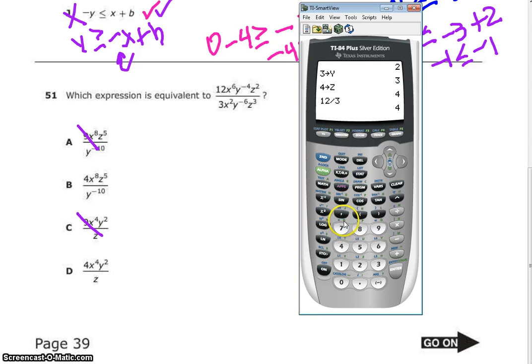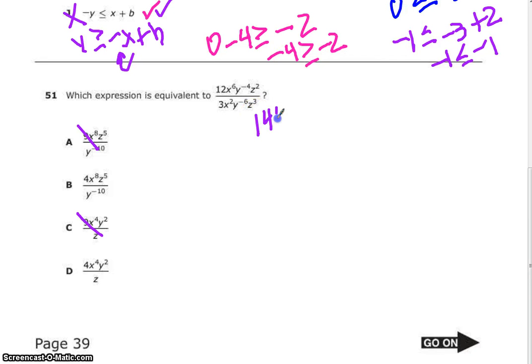Now I would probably do the whole thing actually. Open parentheses and put everything for the top. So 12x^6 alpha y^-4 alpha z squared. Close parentheses because I'm through at the top, divided by, open for the bottom, 3x squared alpha y^-6 alpha z^3, close parentheses, enter. And I get 144, so I'm looking for 144.